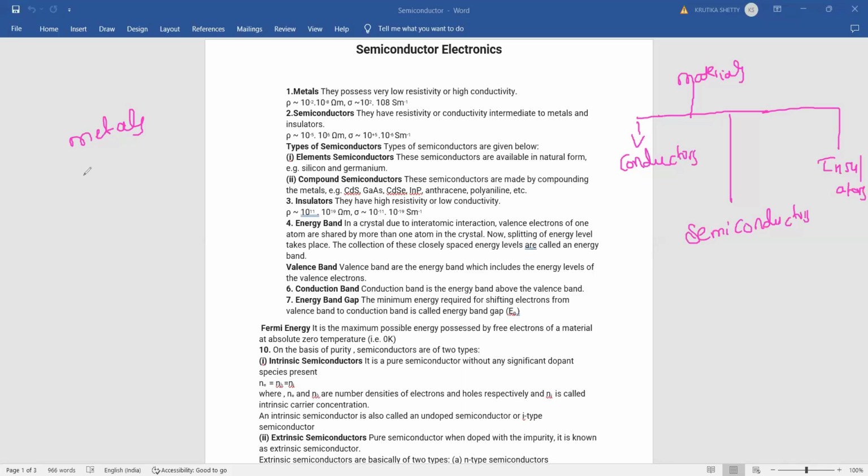Then next, insulators. Insulators, or you can also call it a bad conductor. In the case of the bad conductor or the insulators, it will not allow electricity to pass through them under any condition. Those are called the insulators.